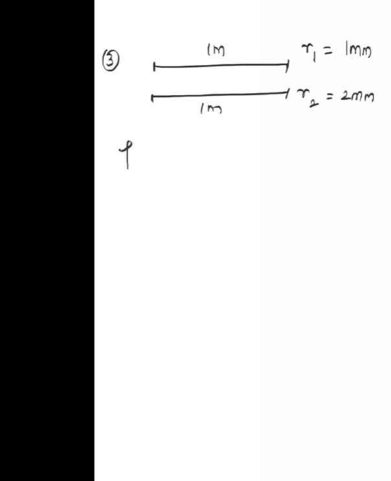Guys, third one. Okay, quick. Again, you have two wires of length 1 meter. This time also the radii are not the same: 1 millimeter, and this radius is 2 millimeters. So first question, what is the ratio of the resistivity? 1:1. Perfect. What is the ratio of their resistance?